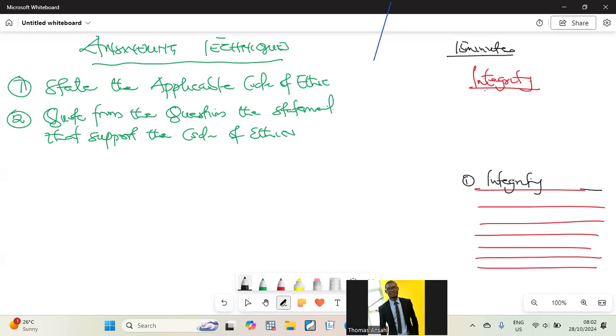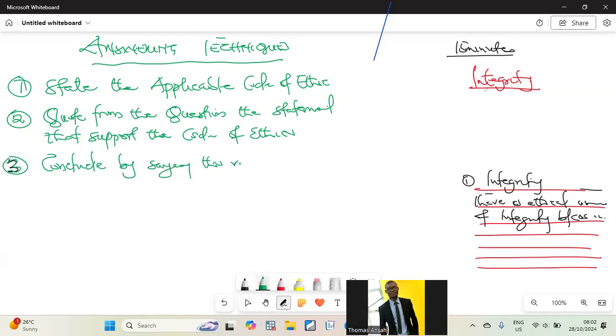That is it. Then you come here. So there is an ethical threat, or there is an ethical issue of integrity, because then you pick the particular line in the question that makes you think there is an issue of integrity. Then you conclude.